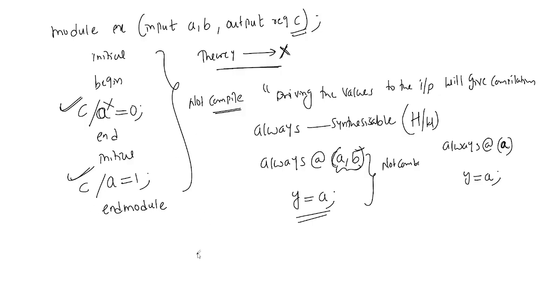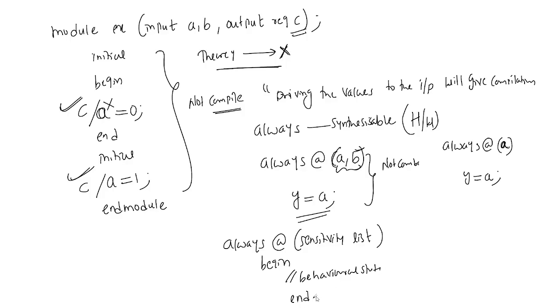So the syntax will be like this: always at the rate, sensitivity list, begin, behavioral statements, and end. Like this.